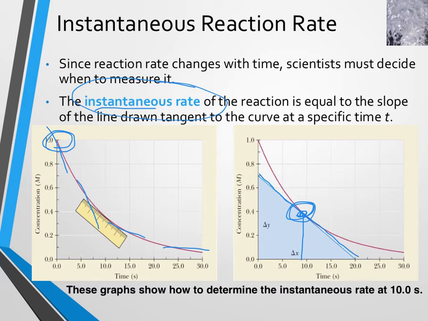And so that's one way to report rate. You could also report an average rate, where you measure it at several points over a period of time and take the average.